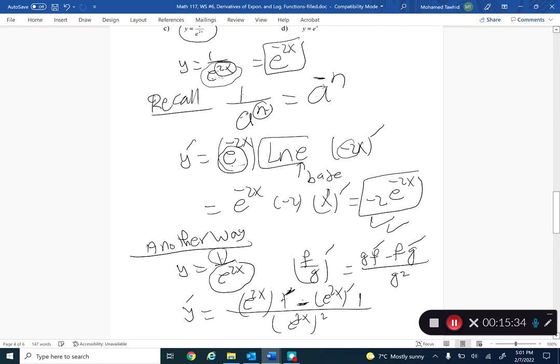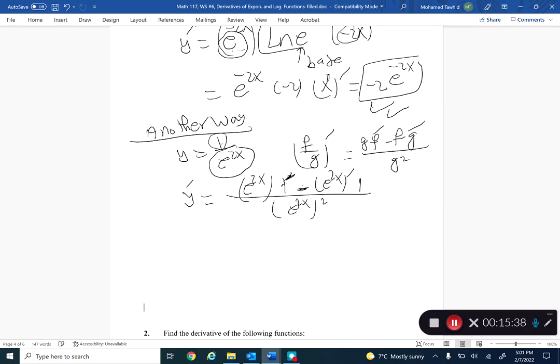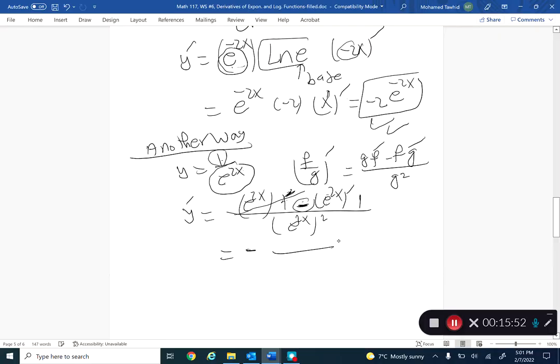What is 1 prime? 1 prime is 0, because it's a constant. So this term becomes 0. What do you have here? You have e to the power 2x prime. We have a negative sign outside, so we have a negative sign. Down here, e to the power 2x squared. How many exponents do you have? 2 exponent. Then you multiply those together. 2x multiplied by 2, you get 4x.